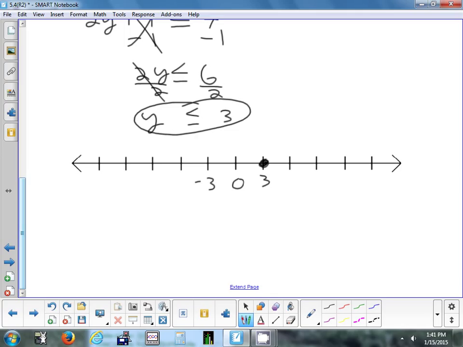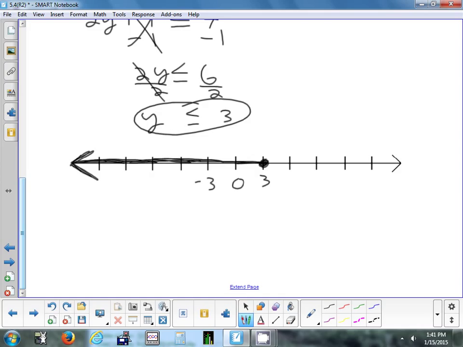Now, which way do we shade? To the left. Y is less than or equal to 3. All the numbers that are smaller or equal. Guys, we're shading that 3 because 3 could be included in that solution set, because it's equal to 3. 3 is equal to 3. Okay. Any questions on those two?